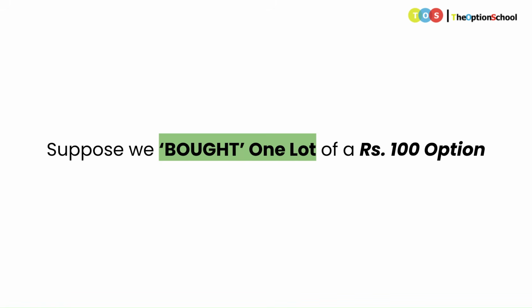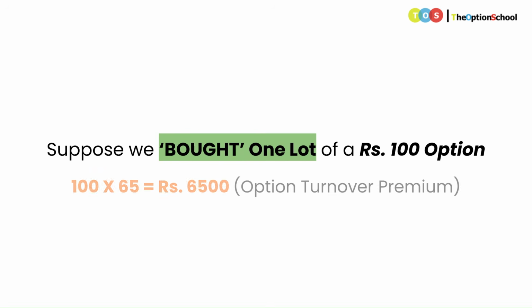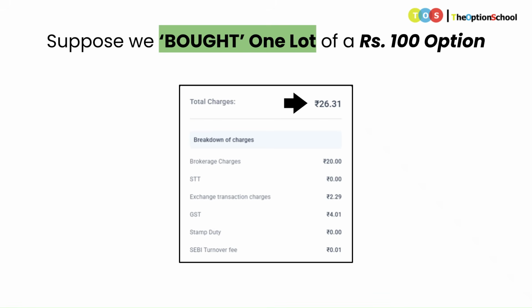Now first thing is, suppose we buy one lot of option. The price of that option is rupees 100 and we are talking about Nifty options. So price of 100 means the total premium is 100 into 65, 6500 rupees. Total charges in this case will be 26 rupees 31 paisa. We are assuming that we are paying brokerage as 20 rupees per order. On buying, there is no STT. Exchange transaction charges will be 2 rupees 29 paisa. GST 4 rupees 1 paisa. No stamp duty and SEBI transaction fee will be 0.01.